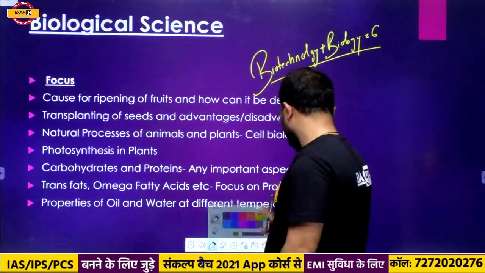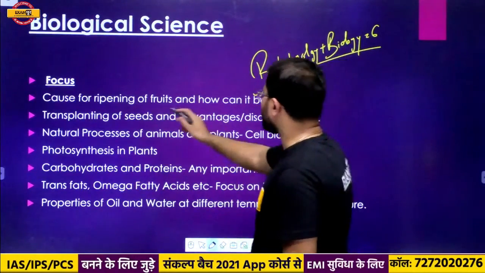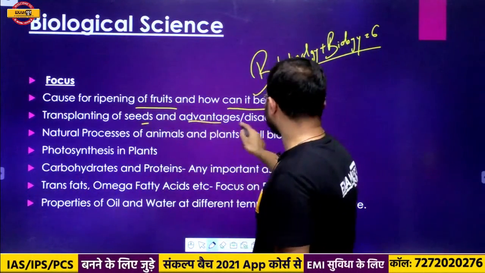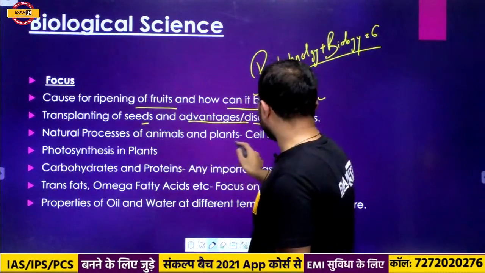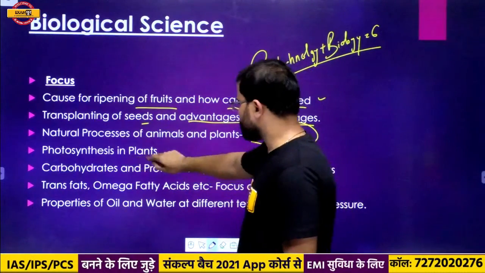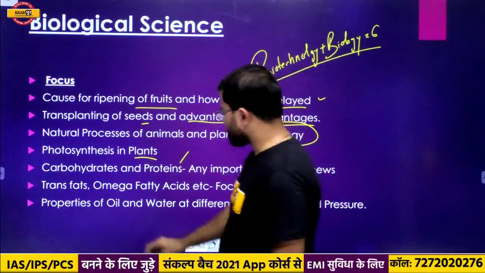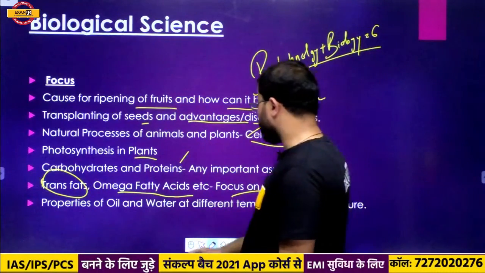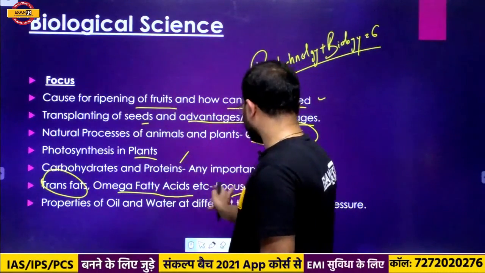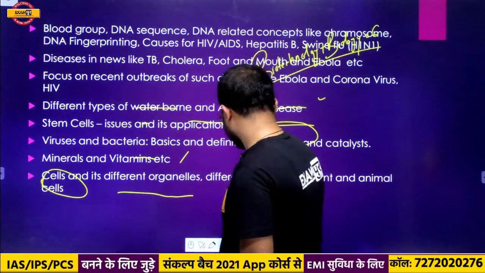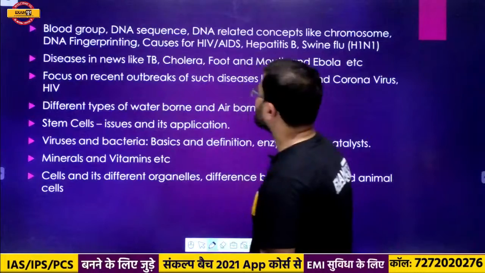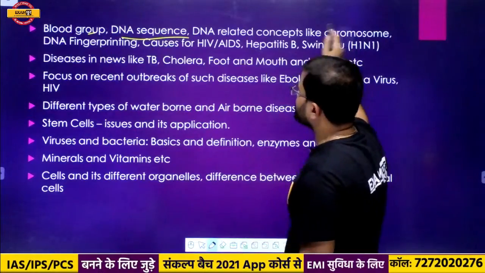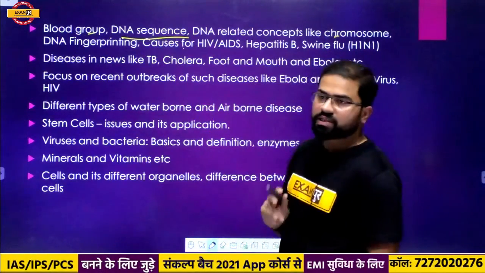ठीक है. सो फोकस, cause for ripening of fruits and how can it be delayed, transplanting of seeds, advantages, disadvantages, natural process of animal and plants like cell biology, photosynthesis in plant, carbohydrate and proteins, trans fats, ठीक है, omega fatty acids, focus on properties of oil and water, ठीक है, blood group, DNA sequencing, DNA related concepts like chromosome, DNA fingerprint, HIV. These are the basic concepts.